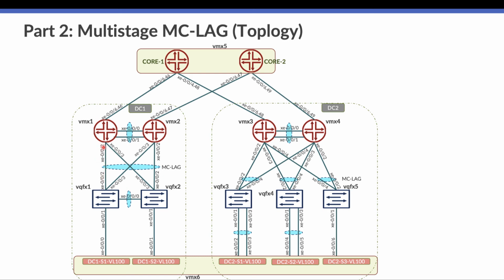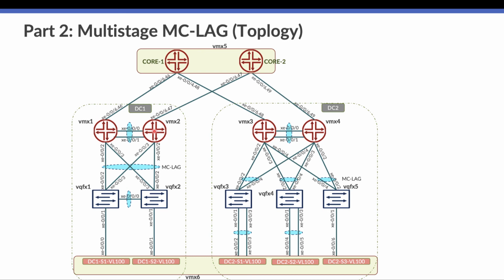When it is received on 002, let's say, the MX will not send it back to 003, because 002 and 003 are members of the same aggregate Ethernet interface. So the MX will not send the traffic back to the same aggregate Ethernet. It will only send it to MX number 2.